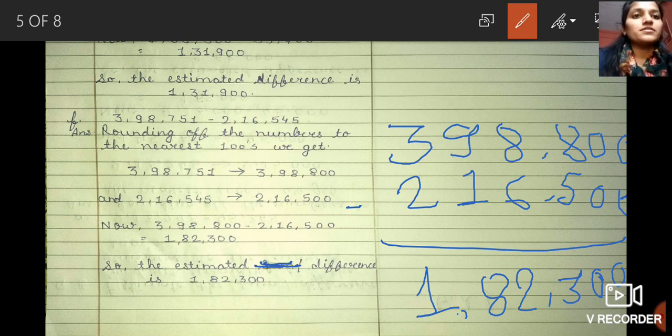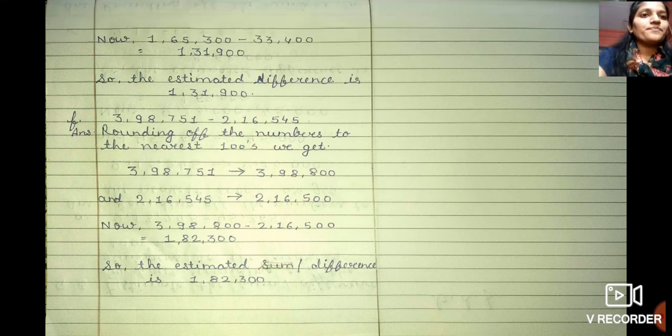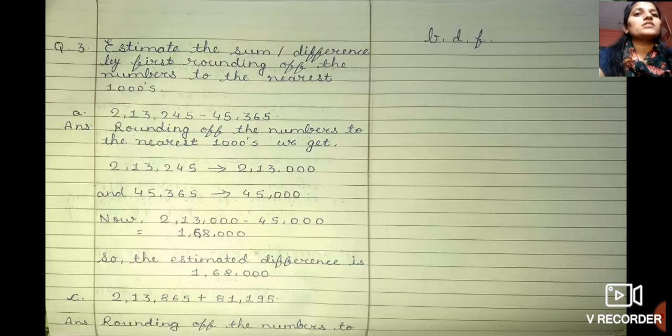Don't write this, as it is our estimated difference. So what is our estimated difference? 1,82,300. Okay. So students, this was all about 2 questions. Now we are going to solve our next question, a new question, that is nearest thousands.